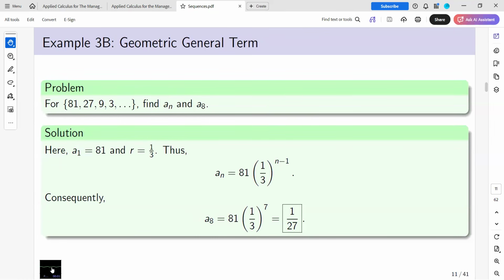Each term is 1/3 of the previous term, so the ratio is 1/3. The exponent is n-1 because the first term has not yet been multiplied by the ratio. This sequence shrinks quickly, like free time during exam week.